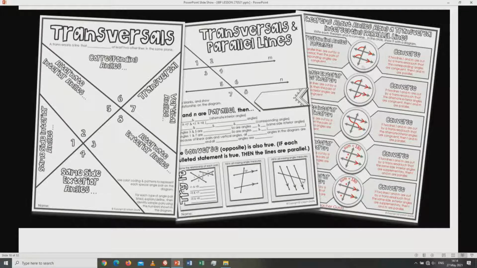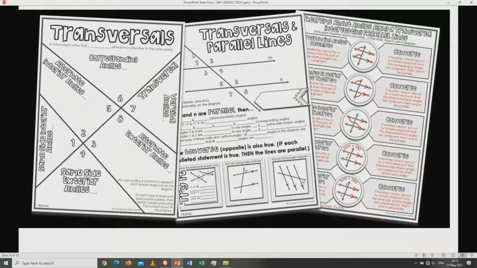If your lines are parallel, your corresponding angles are equal. If your lines are parallel, your exterior alternating angles will be equal. If the lines are parallel, alternating angles will be equal. If the lines are parallel, the co-interior angles will be supplementary when you add them.